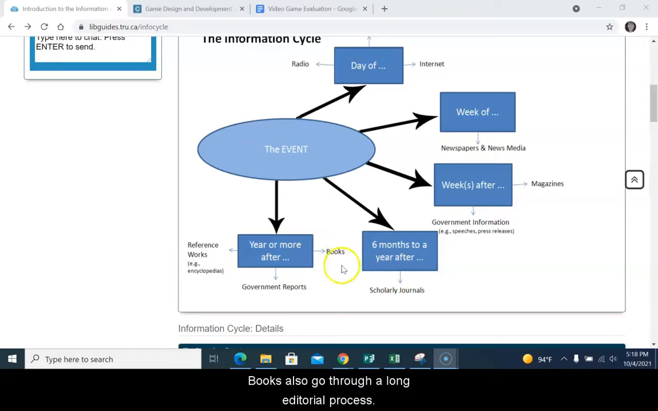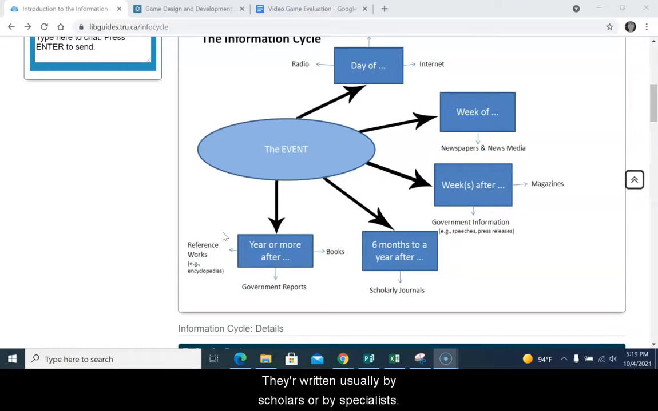Books also go through a long editorial process. It takes a while to publish a book, a full-length book, and this is why books don't come out until probably a year or more after the event takes place. Reference works are another type of book. Reference books really refer to things like specialized encyclopedias, specialized dictionaries, and handbooks.